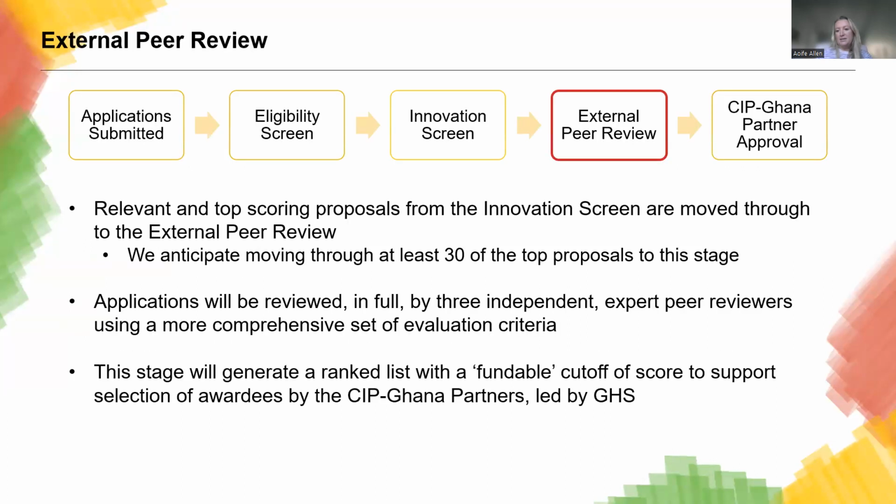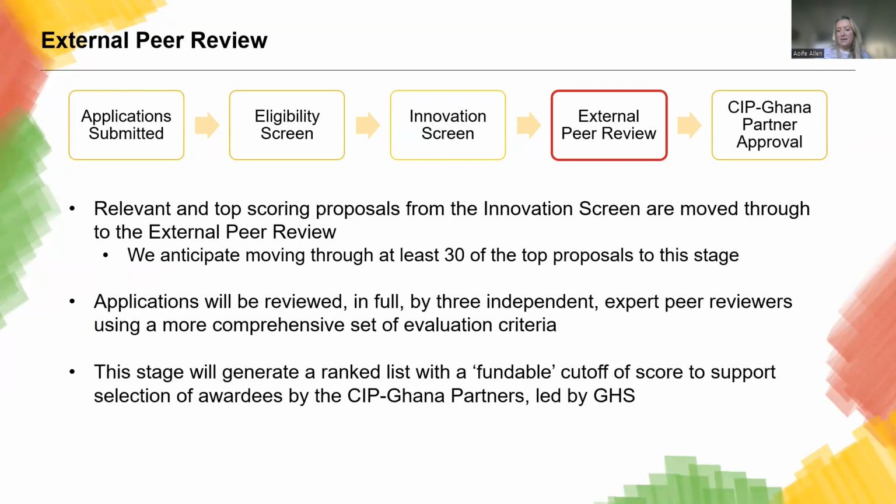Only applications deemed relevant and receiving a top-ranked average innovation score are pushed forward from the innovation screen to the external peer review. Given that the CIP Ghana partners aim to award 10 seed grants through this funding round, we anticipate moving approximately 30 proposals to the external peer review stage. At this stage, all applications will be reviewed by 3 expert peer reviewers.